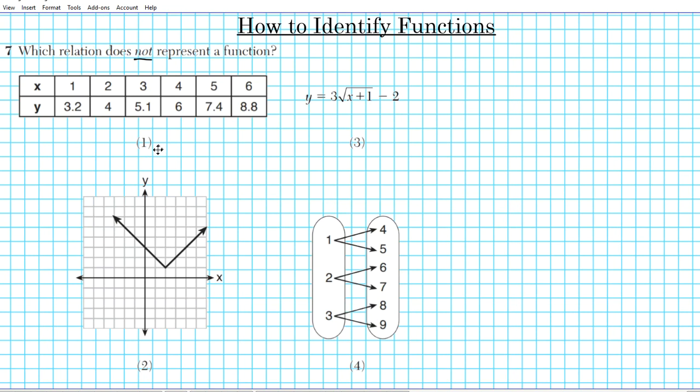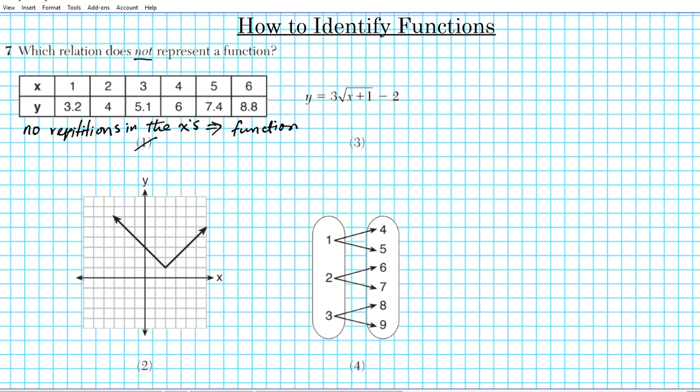Now for the first one, we're going to look for repetitions in the x's. So look at the x's. Are there any repetitions? No. So since there are no repetitions in the x's, it means it's a function. So no repetitions in the x's imply that this is a function. Alright? So we're looking for what's not a function, so we eliminate option 1. Down to option 2, we're going to use something called the vertical line test.